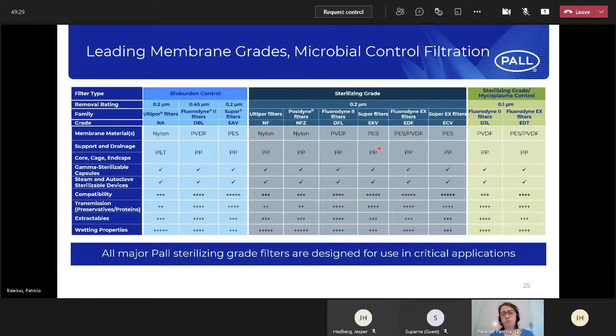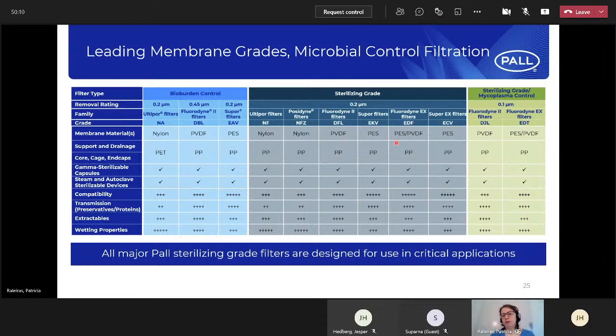And so we recommend different filters for different parts of the process. Let's say, for example, the Super EKV filters, they are the standard sterilizing grade filter that we recommend for most applications. But then for final filtration, we very often recommend the DFL because it's a PVDF, and PVDF membranes tend to have less leachables and extractables. So they are better for final fill applications when you don't want to have any extraneous contaminants in your product.